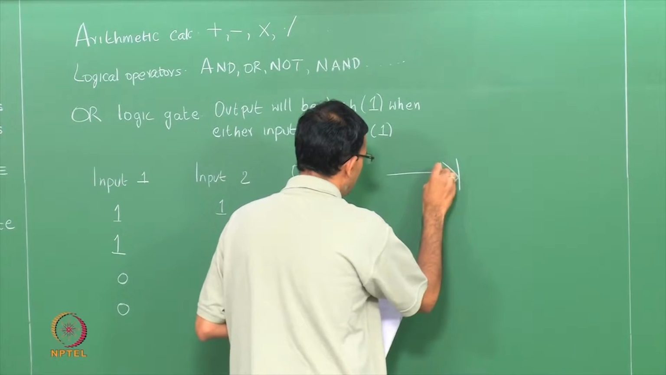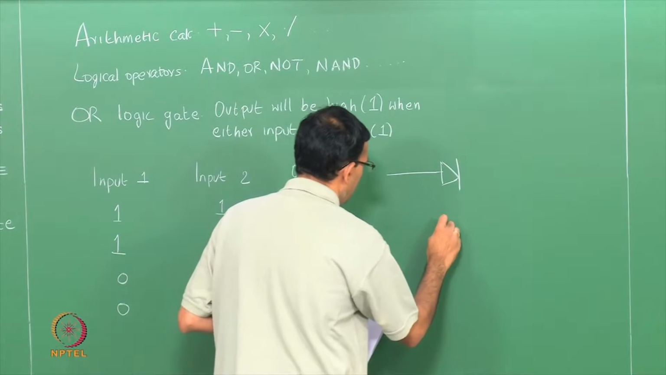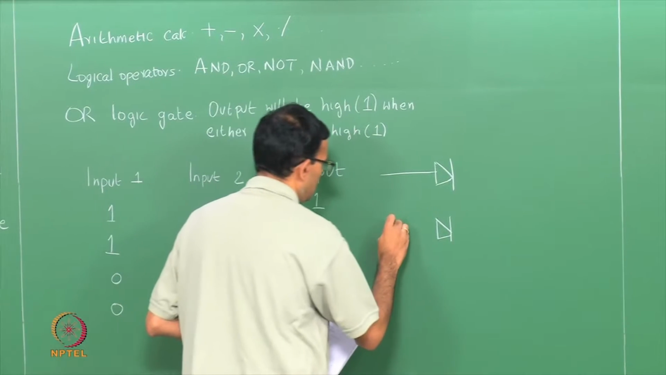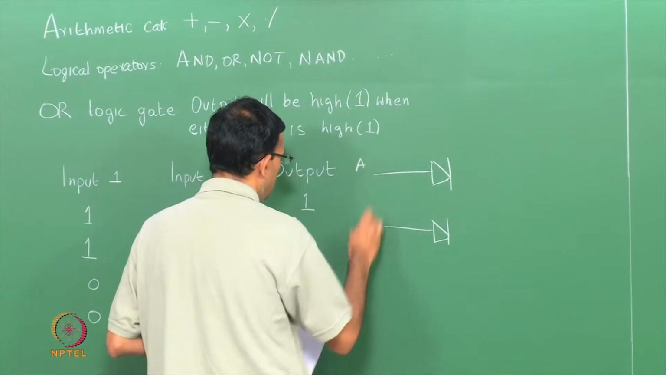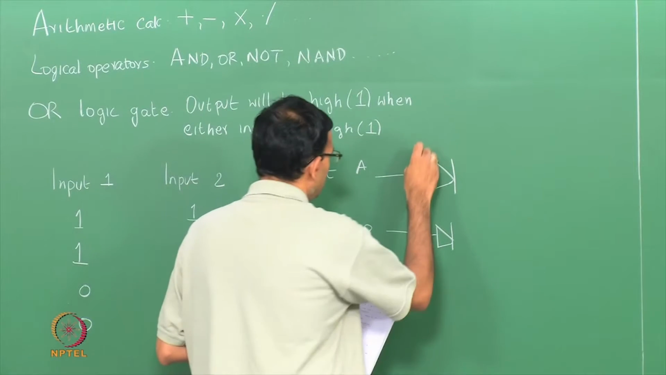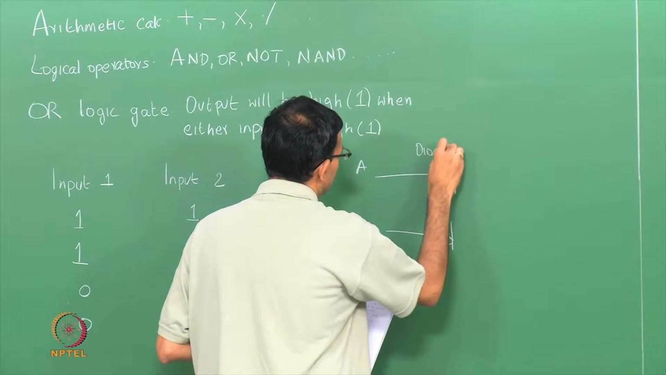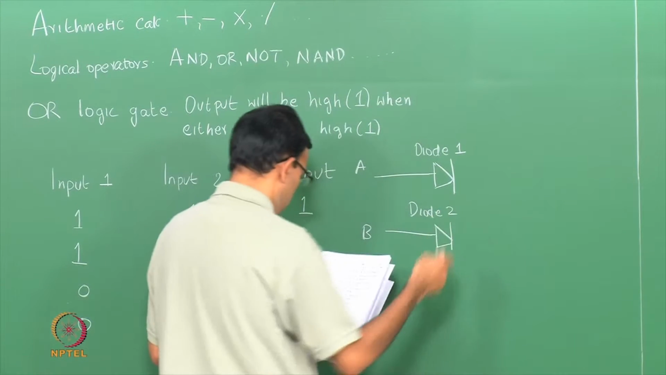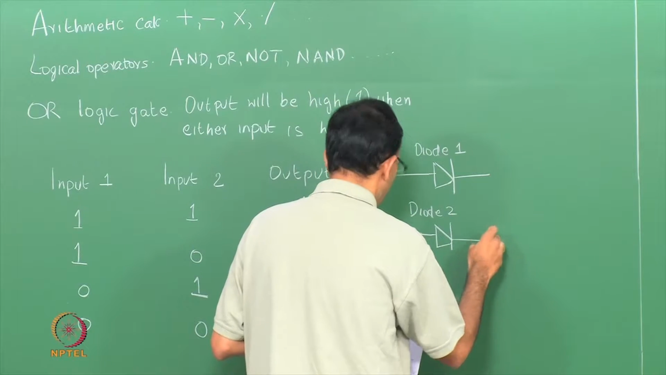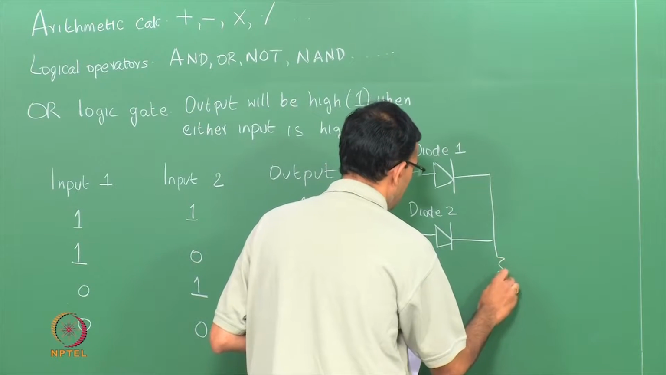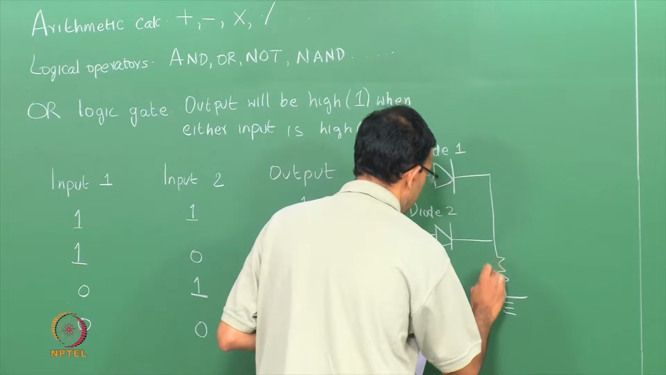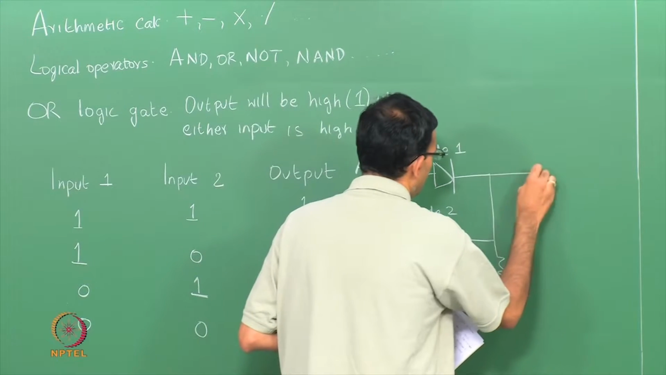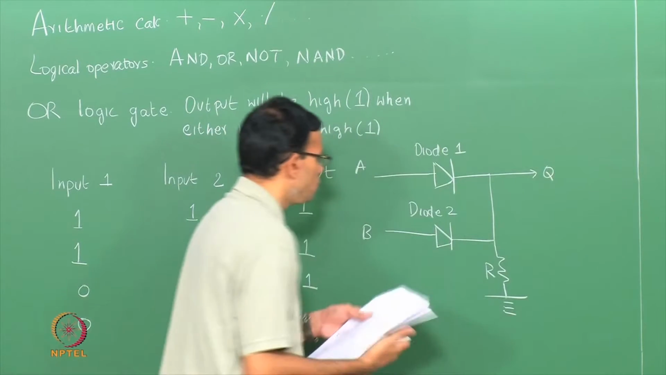A diode is nothing but a PN junction, and last class we saw how we can fabricate these PN junctions. So, I have two diodes and two inputs A and B. So, this is my diode 1, this is diode 2. Both are connected together and there is an external resistor R to modulate the current in the circuit. Then you measure the output Q.